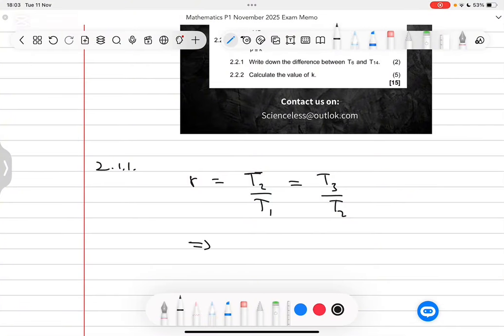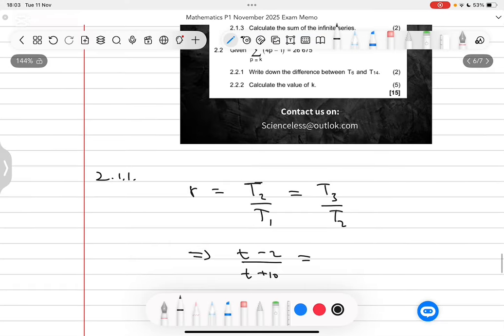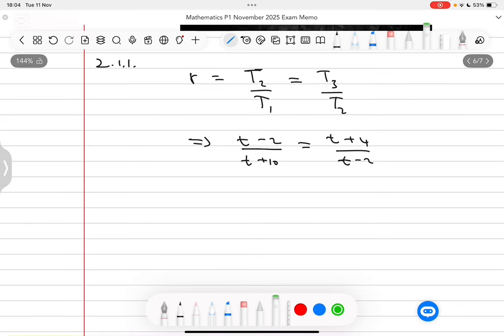This would imply that term 2, which is given by t minus 2, divided by term 1, which is given by t plus 10, should be the same as taking term 3, which is given by t plus 4, divided by term 2, which is t minus 2. Then from here, we simply have an algebraic fraction. We know this from grade 10. We've been simplifying or solving algebraic fractions.